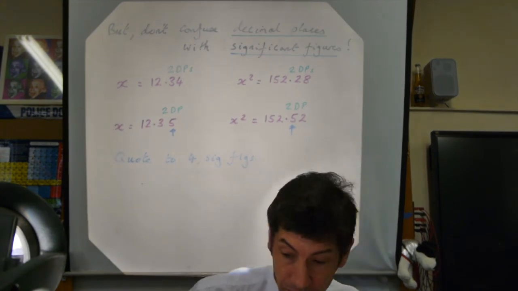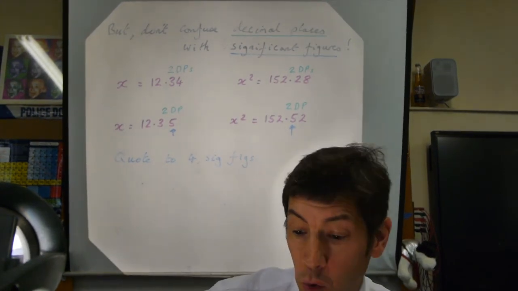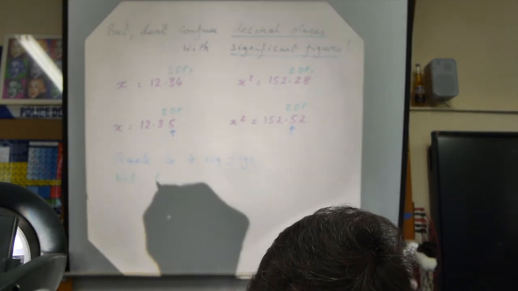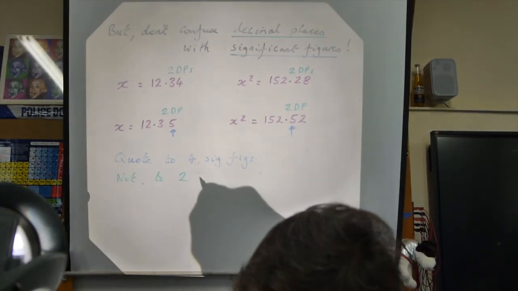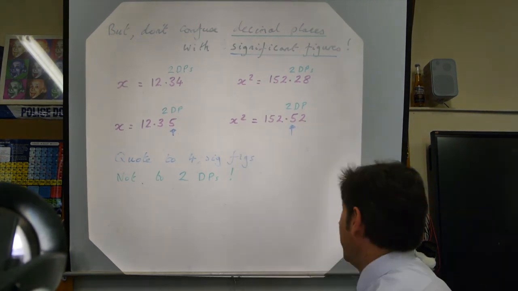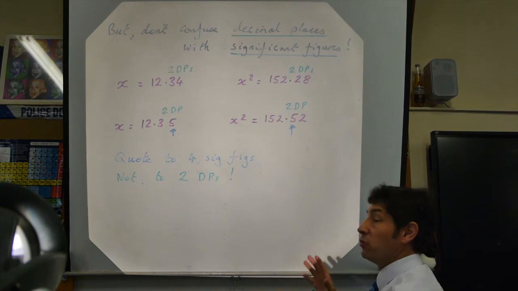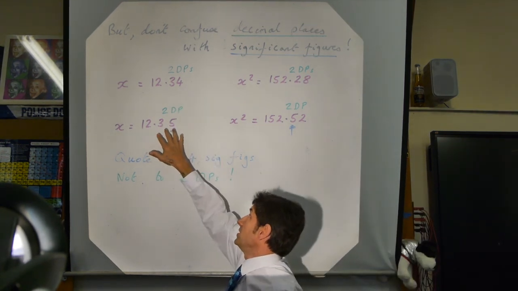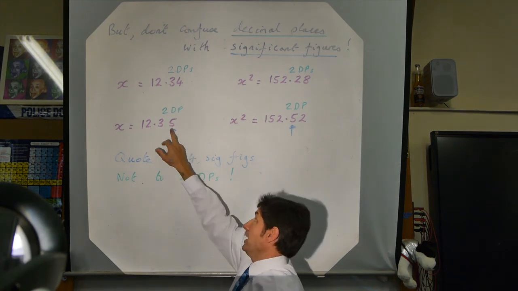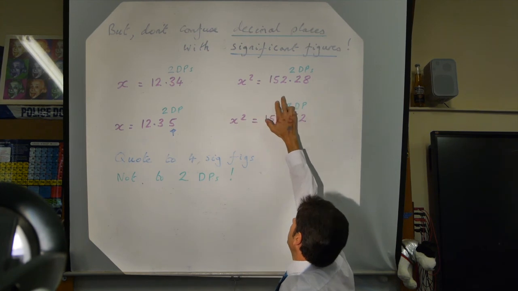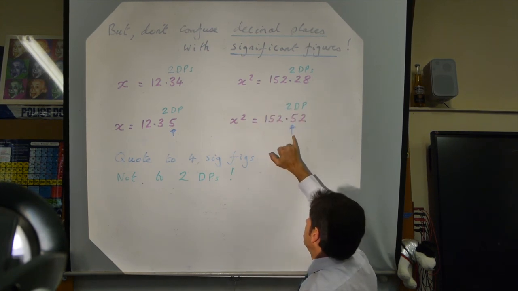Don't, whatever you do, be tempted to quote to 2 decimal places. I hope I've made it clear that the reason for that is that the numbers are to 4 significant figures, and if you look at it carefully, a change in the 4th significant figure has an effect here at the 4th significant figure.